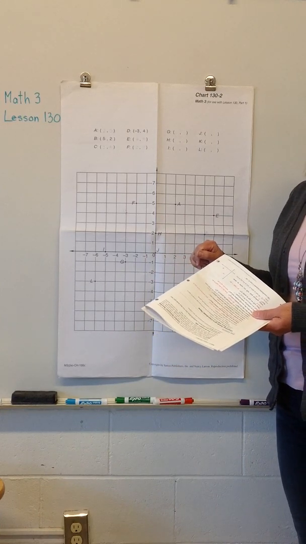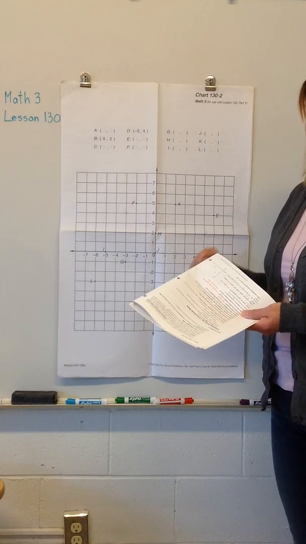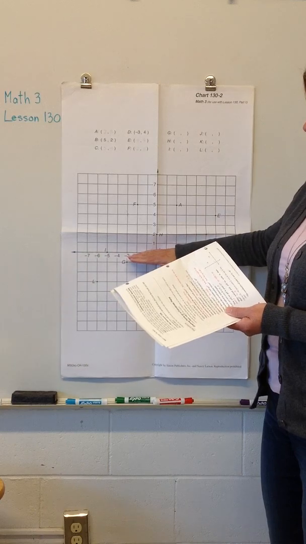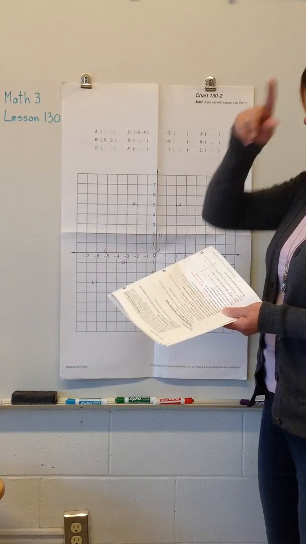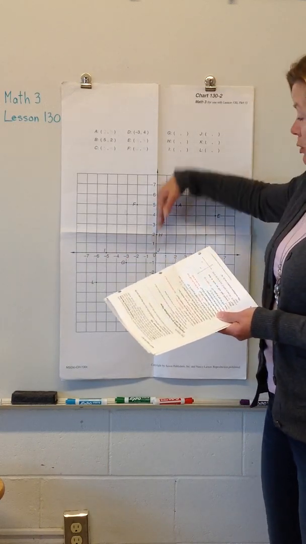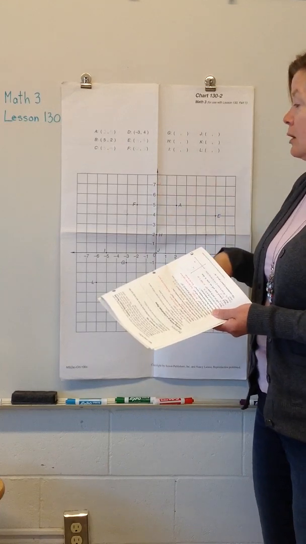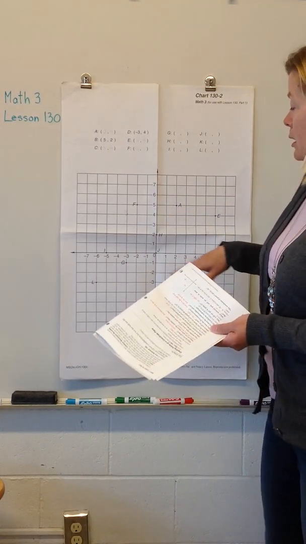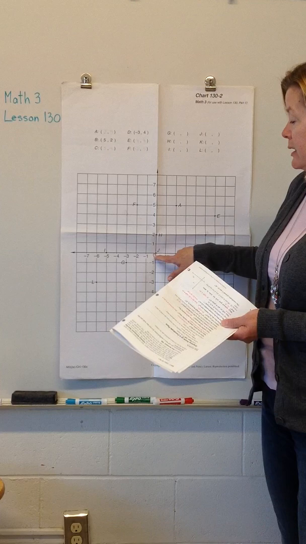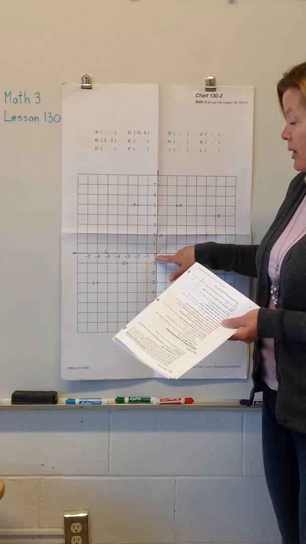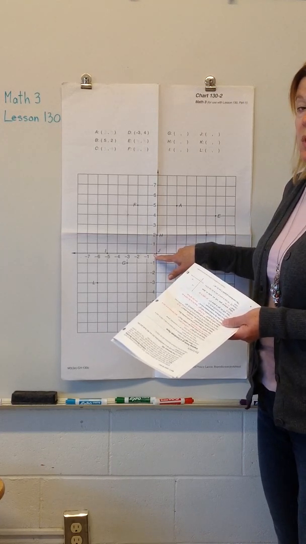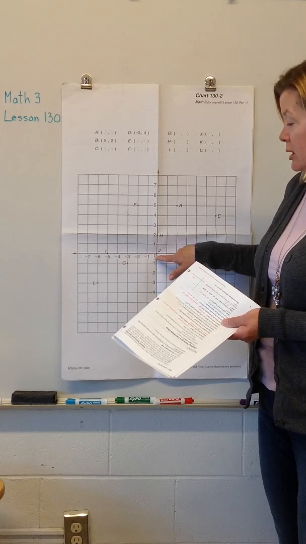Remember, the coordinate plane consists of two number lines. One is horizontal, like the number line in our classroom. The other is vertical, like a thermometer. Where the lines intersect, that is 0. And remember, as mathematicians, we call that the origin.